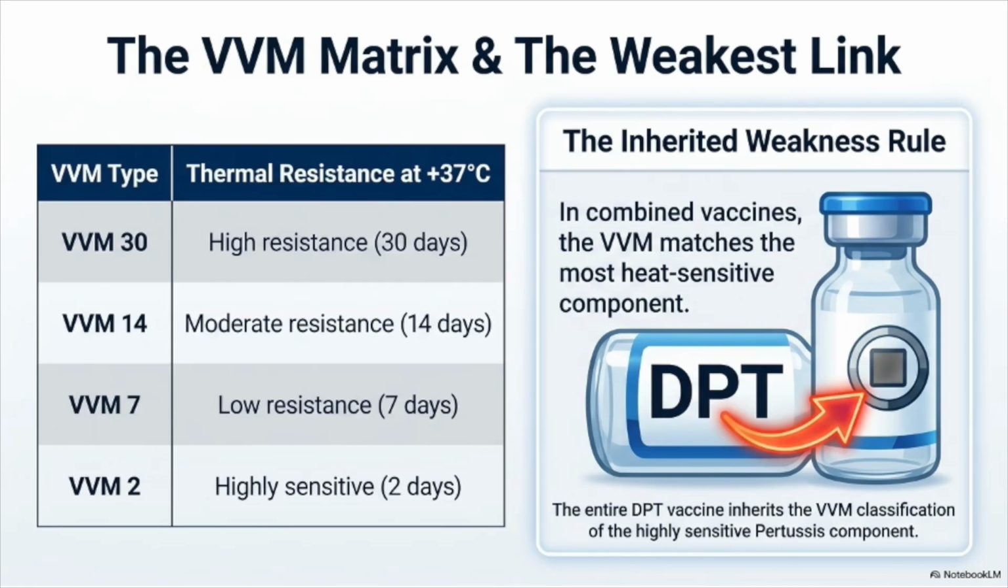An important concept here is the inherited weakness rule. In combined vaccines, the vaccine vial monitor matches the most heat sensitive component. For example, the entire DPT vaccine inherits the vaccine vial monitor classification of its highly sensitive pertussis component.